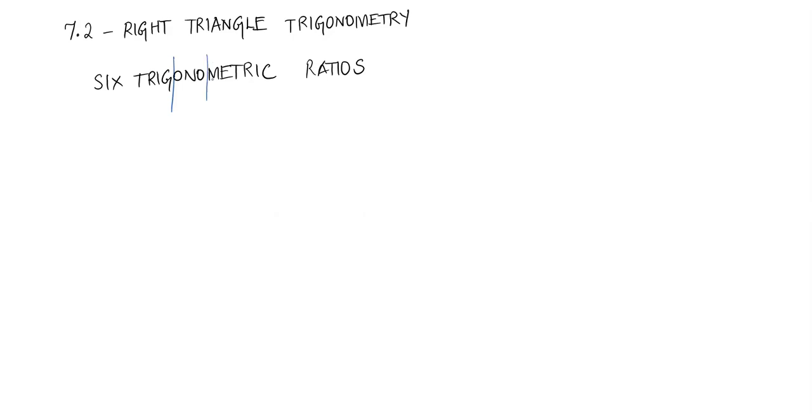sorry, I broke the trig. Okay, tri, gono and metry. So tri is 3, gono is like angles, and metry is the measurement. And we're going to do this, we're going to measure the angle.